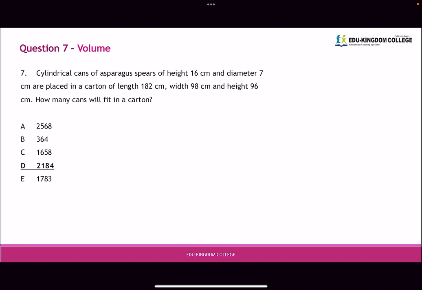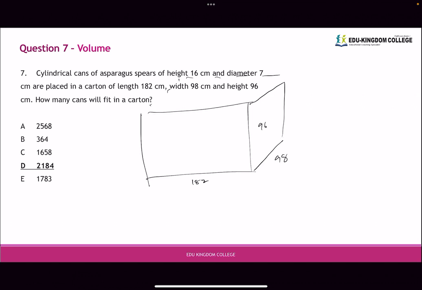All right, cylindrical cans of asparagus spears. We don't really need to know what's in the cans. They have a height of 16 centimeters and a diameter of 7 centimeters. So if they're placed in a carton of length 182, width 98, and height 96. Okay, let's just draw out this box first. Sorry, it's going into the question a bit. Anyhow, so the height is 96, width 98, and then length 182.